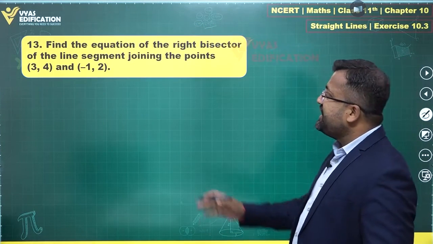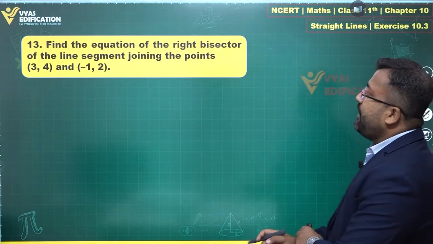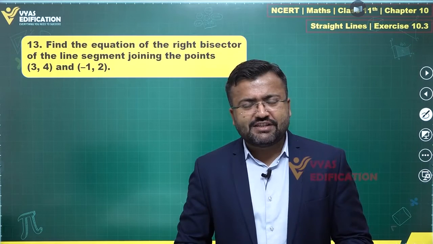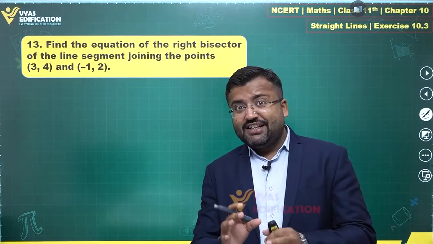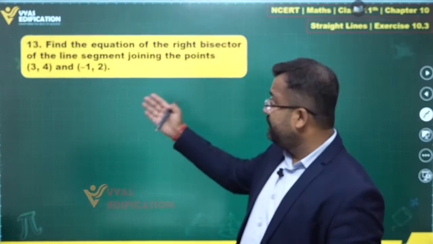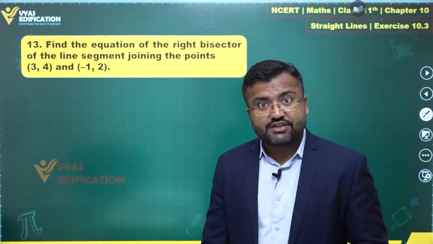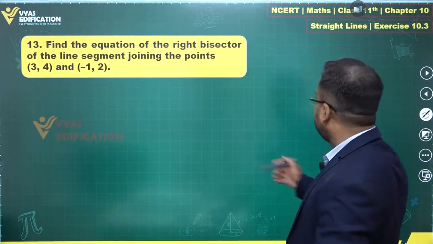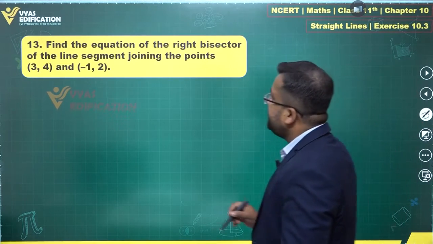Question number 13 says, find the equation of the right bisector of the line segment joining the points this and this. What do you mean by right bisector? Right simply implies the right angle, right? And bisector means the bisector of the line segment joining these 2 points. So you're actually looking for the perpendicular bisector. Actually, that's what the question wants us to find. So let's take a look at this.